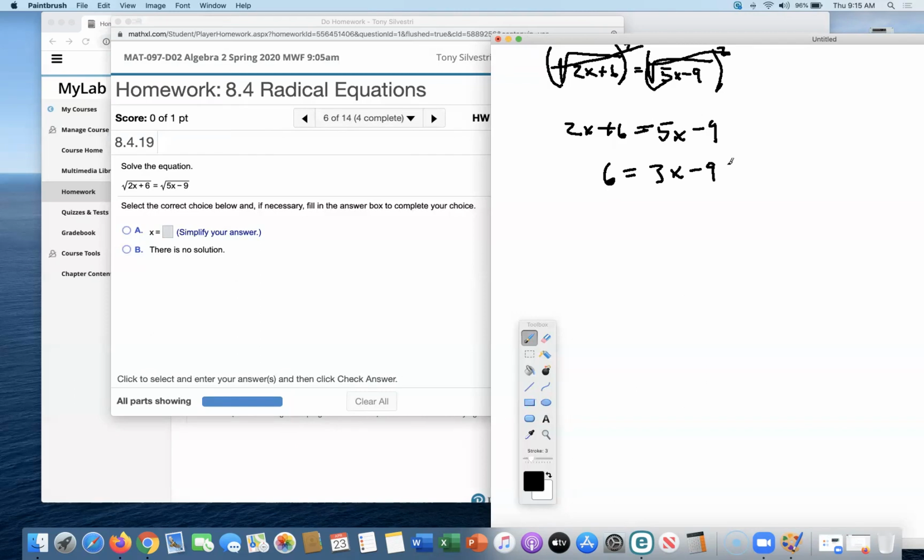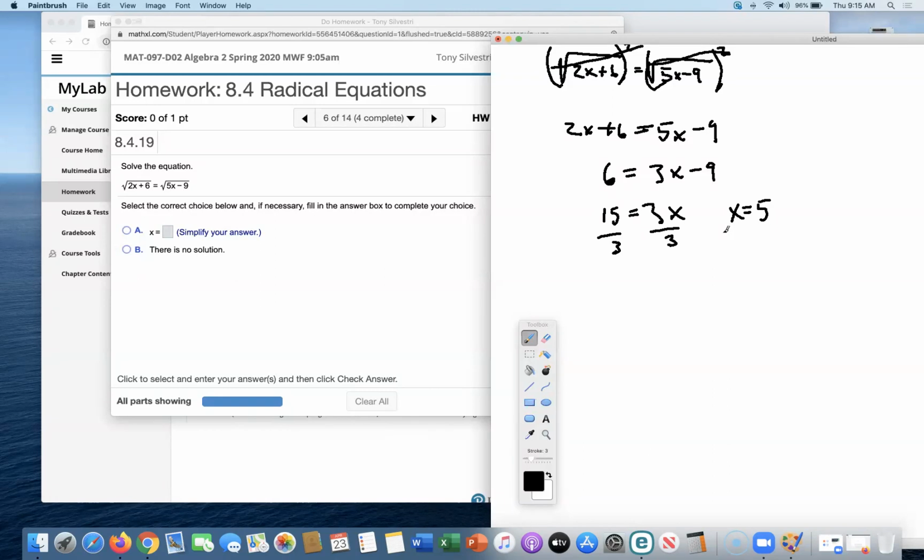What I'm going to do now is get rid of the minus 9. The opposite of minus is plus, so plus 9 on both sides gives 15 equals 3x. And now x is being multiplied by 3. The opposite is divided by 3. And so what I get is x equals 5, as a candidate, not necessarily the answer.